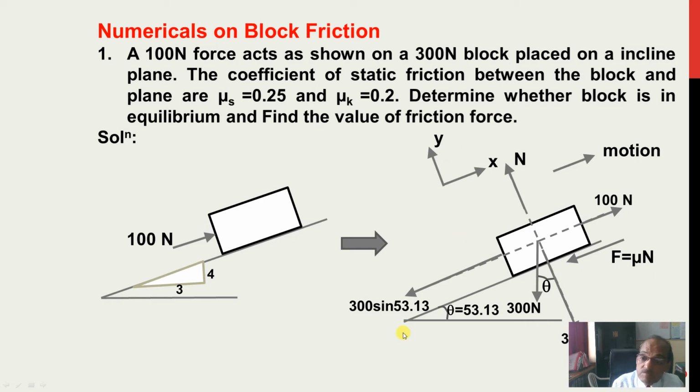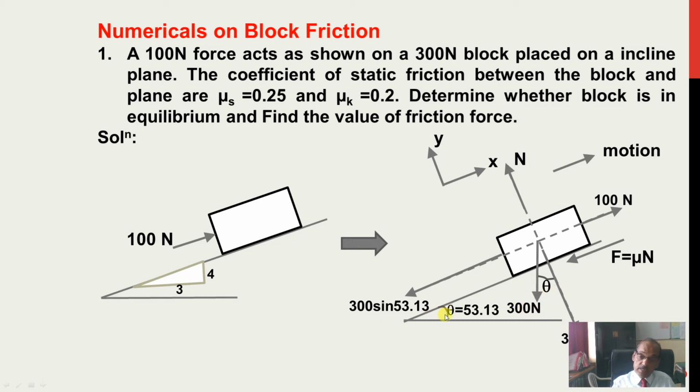So for this, see, when the block is resting on the inclined plane, you assume the inclined plane as the x-axis like this, and perpendicular to the inclined plane you assume as the y-axis. Okay, next, this force 100 Newton which we have applied to the block is parallel to the surface. When the block moves up, frictional force will oppose the motion. It will act downwards parallel to the incline, and this 300 Newton force I will resolve into two components.